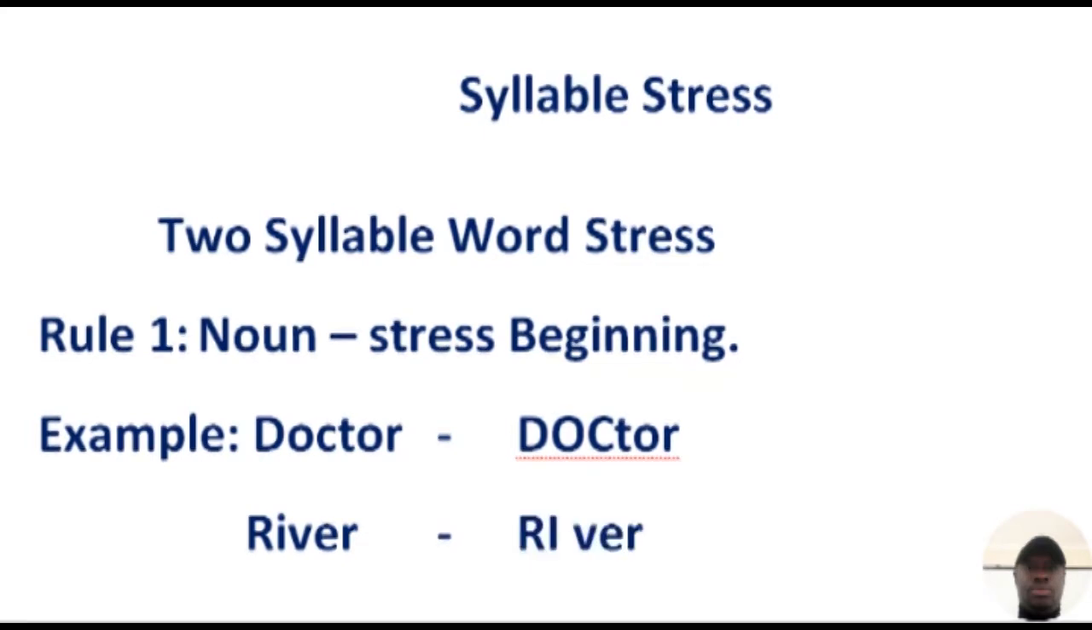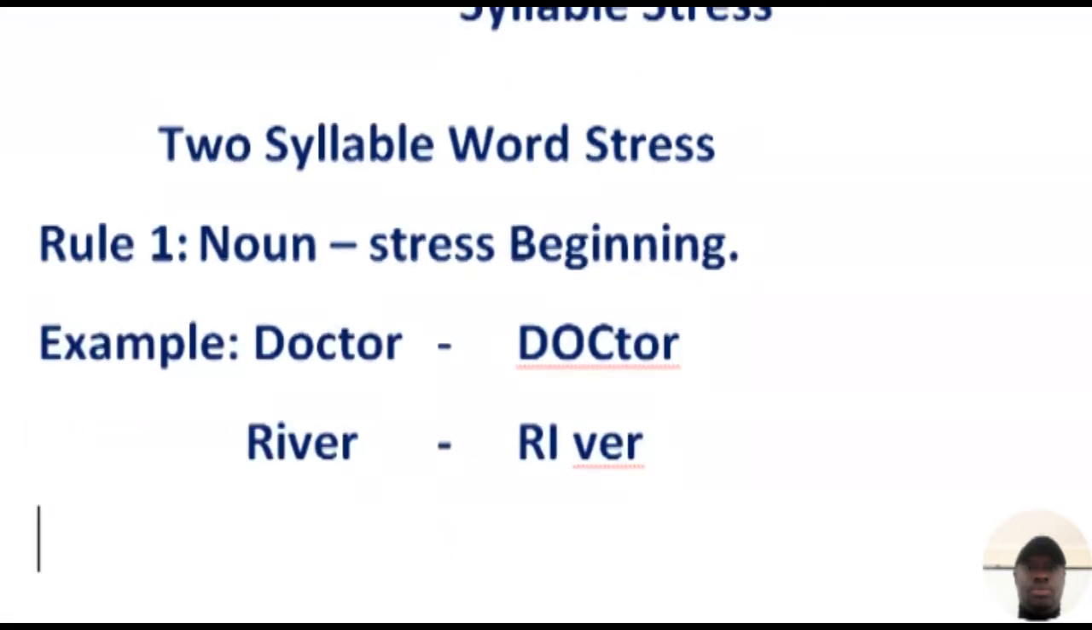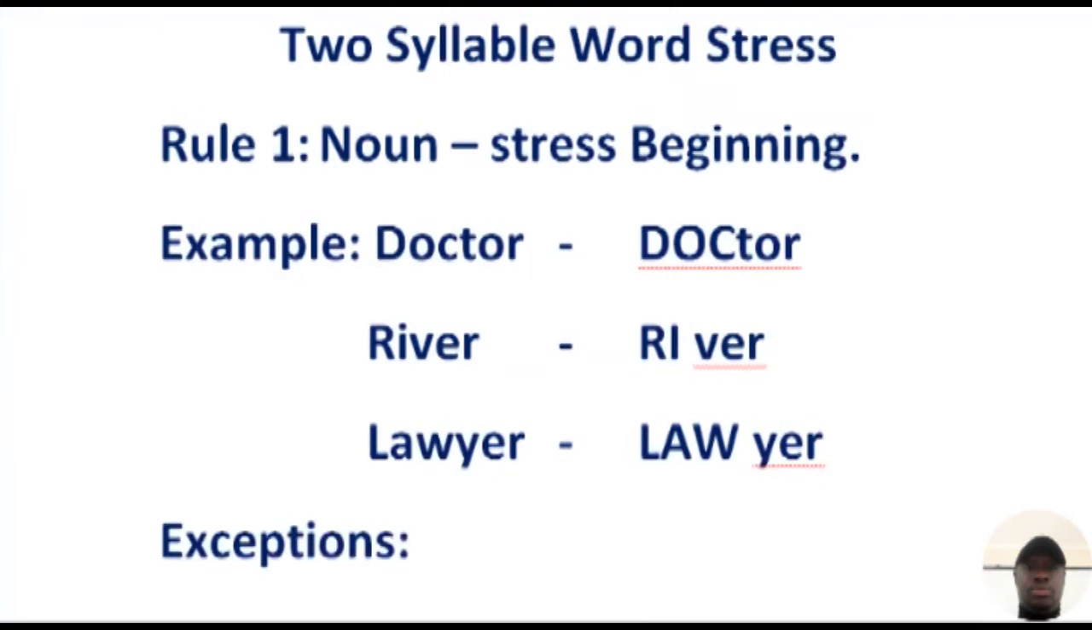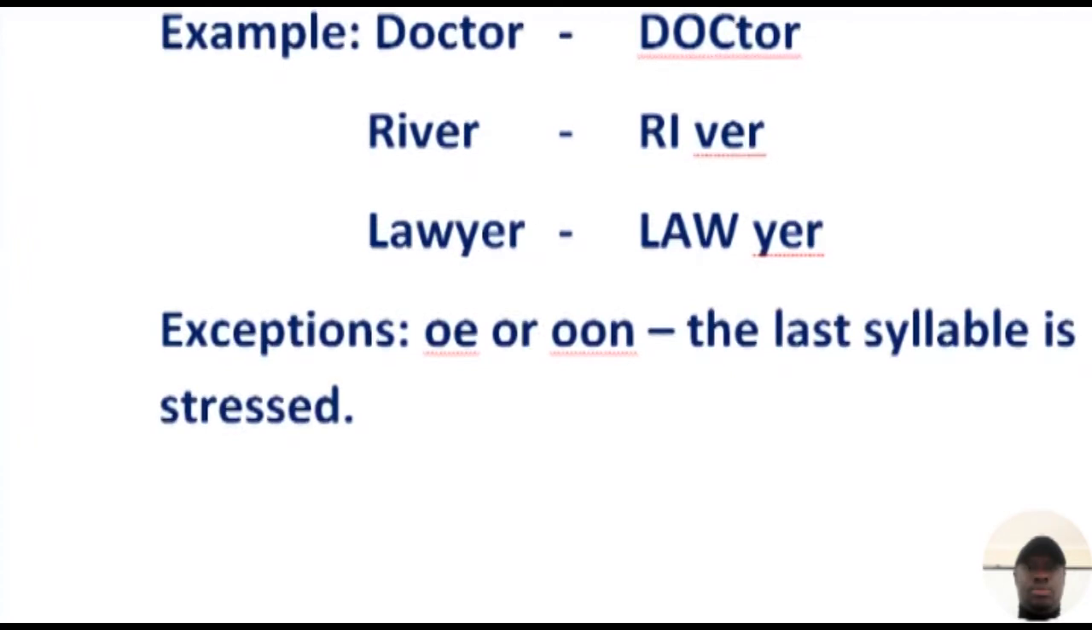Rave. Good. So the stress is on the re. Law. Good, but there are exceptions. If the two syllable words end with OE or OON, the last syllable is stressed. Raccoon. Is it double N? Yeah. Now, the stress is on the coon.